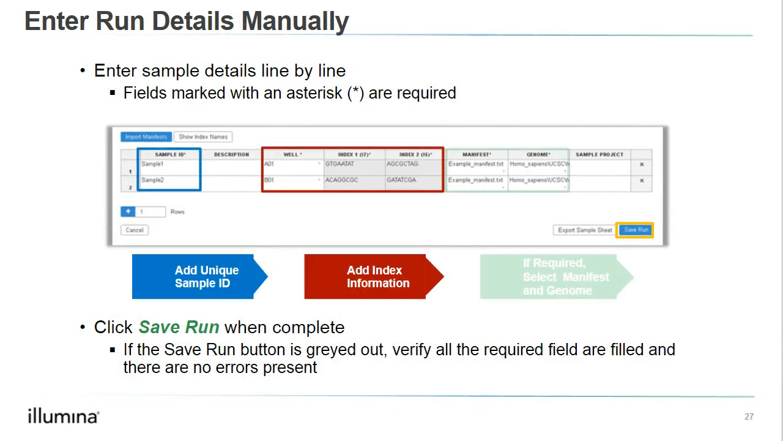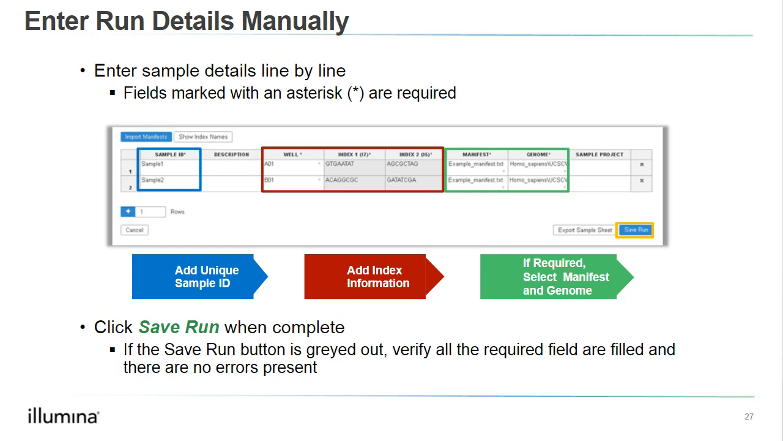After you set that up, you can enter the run details manually. Again, anything with an asterisk is required. You would include a unique sample ID, and Local Run Manager will live validate whatever you put in here. So if you put in any illegal characters, such as spaces or plus symbols or slashes or something like that, you'll get an error message and not be allowed to save the run until you correct it. And this does make sure that you do not have any downstream errors from your initial setup.